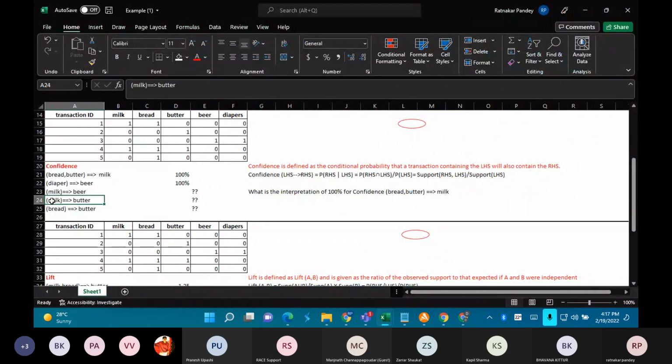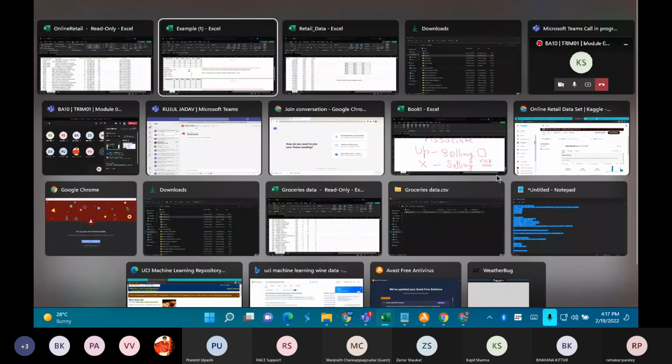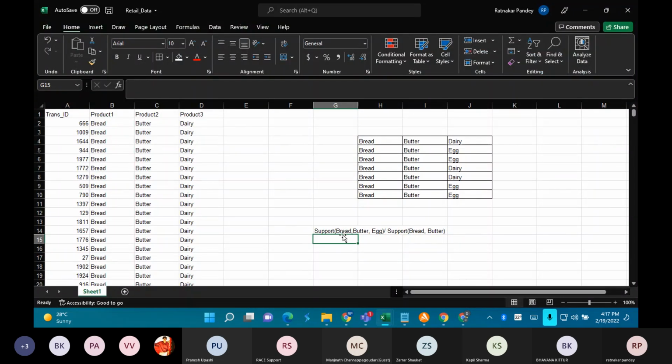Like this, right? Left hand side is this, right hand side is this. So basically the support for right hand side and left hand side divided by support for left hand side. So what is the probability that egg will be bought, given bread and butter has been bought? This is the left hand side. Support for left hand side and right hand side. So what is left hand side? This, and egg is the right hand side. Correct? Now tell me what this number will be.